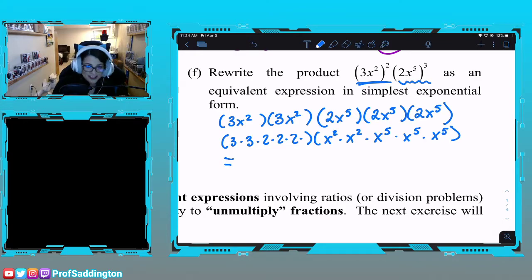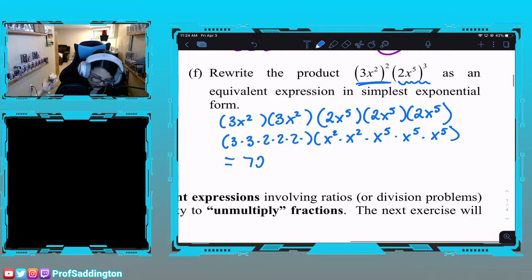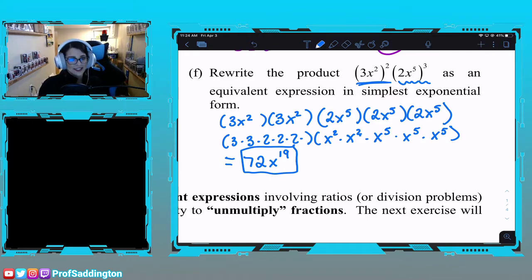So if I have 3 times 3 times 2 times 2 times 2, that's going to give me a value of 72. And then I'm going to keep my base the same. X isn't going to change, but my exponent will. So I have a 2 plus a 2 plus a 5 plus a 5 plus a 5. All of those added together will give me 19. So 72 x to the 19th would be your final answer for that.